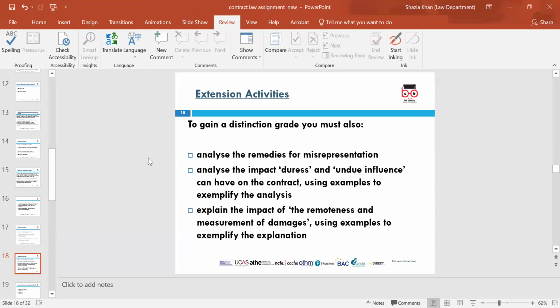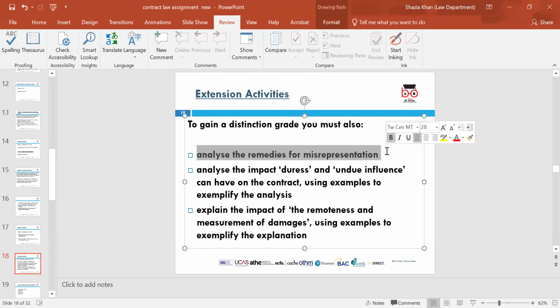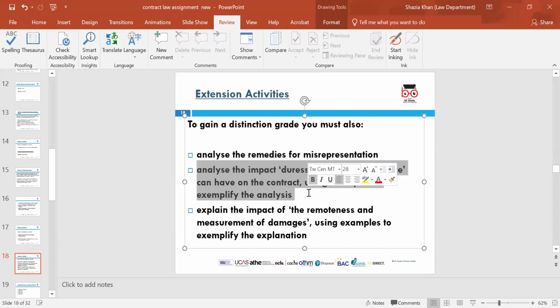And to get a distinction for section 3, this is for the distinction element of section 3, you need to look at firstly analysing the remedies for misrepresentation, and that would be your heading. There are 3 parts to gain the assessment criteria for distinction. Then you would need to look at analysing the impact that duress and undue influence can have on a contract, using examples to exemplify the analysis.